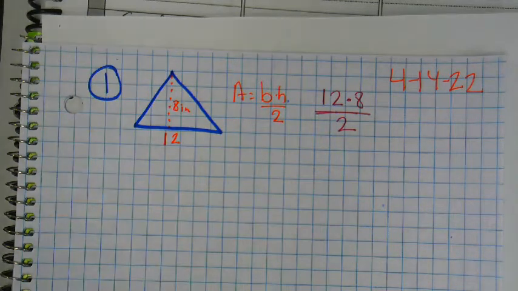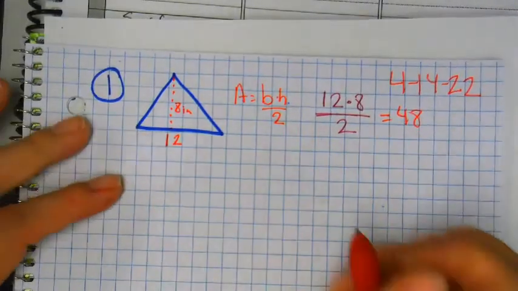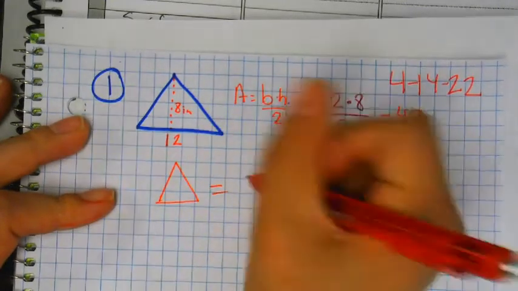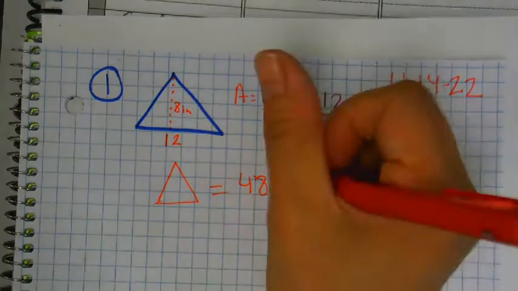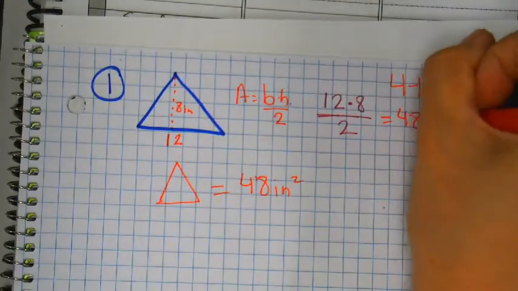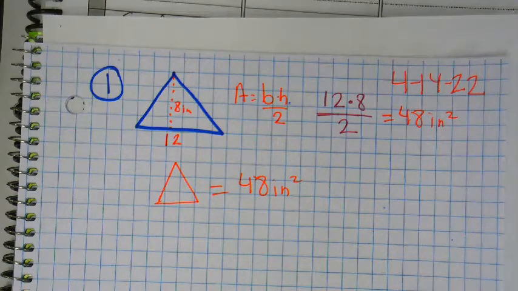What do we got? 48. Nice. So this is 48. So if one triangle is 48, what's the other triangle? 48. Okay. Oh, what's my units? Inches? Inches squared, because it's area. All right. Are we okay with that part? Step 1, triangles.